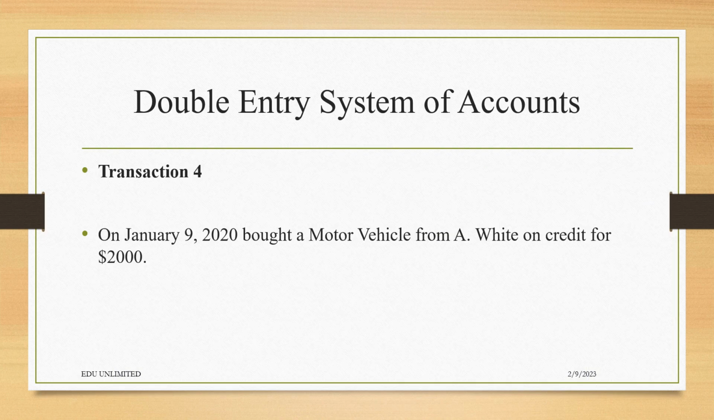Transaction number 4. On January 9, 2020, we bought a motor vehicle from A. White on credit for $2,000. This transaction is different from the other transactions because this one does not include bank, so the two accounts concerned are motor vehicle, which is an asset account. So this asset account was increased, so we would debit this asset account.